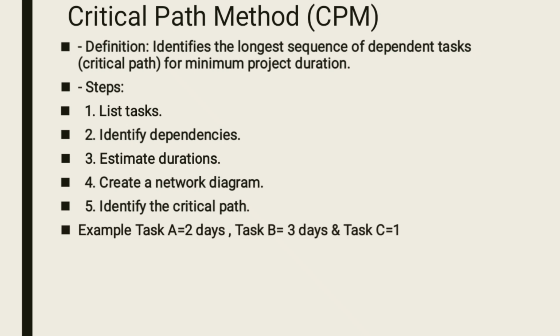The critical path is the path which is giving you the highest amount of time. For example, task A takes 2 days, task B takes 3 days, task C takes a single day. To come up with the critical path, you say task A, which is 2, plus task B, which is 3, plus task C, which is 1. It gives you a total of 6 days. That means your critical path is 6 days.